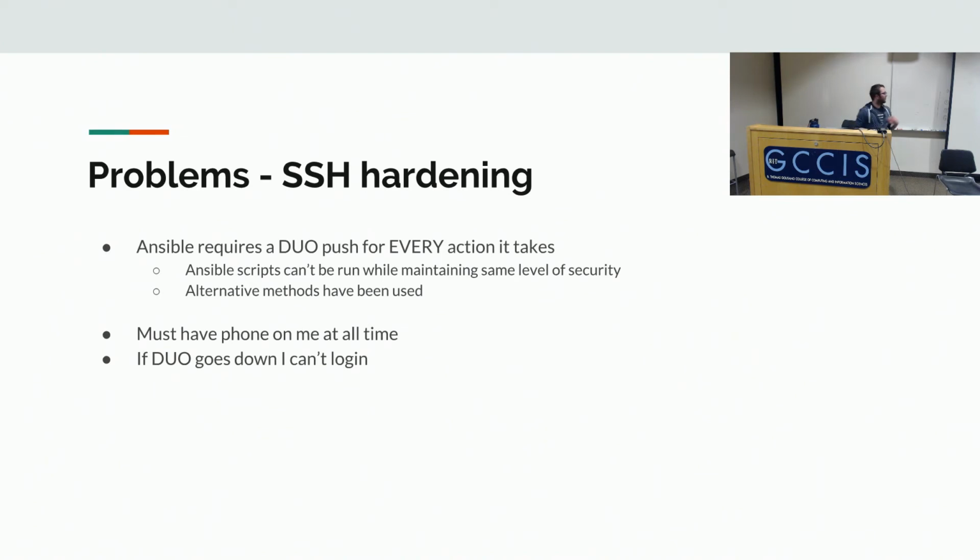One way is to add an exception for Ansible to run, but if the attacker knows that, that's lowering my level of security. So alternative methods have been put in place to run Ansible. Usually I use SCP to push my Ansible to my host and then run it from there on the local host, so that I don't have to worry about Duo and all that. So I can maintain the same level of security. If I don't have my phone on me at all times, I can't log in, and if Duo goes down, I can't get into my box, right? I depend on other things.